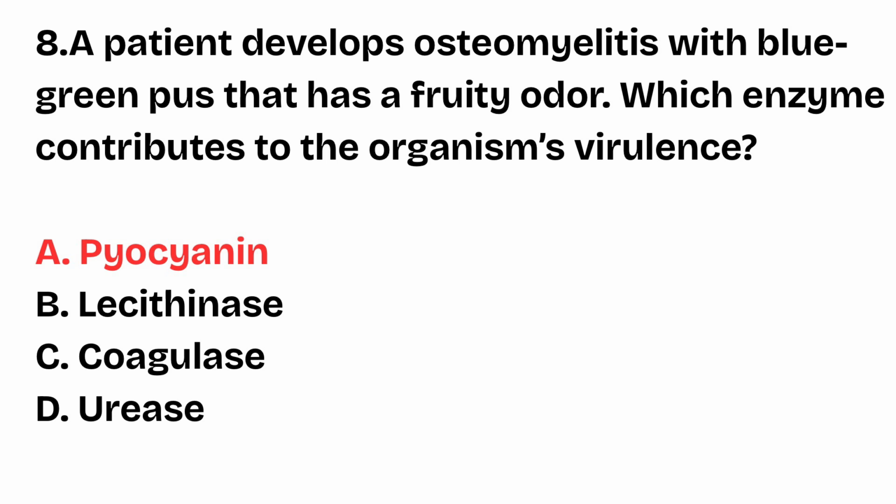The blue-green pus with fruity odor is classic for Pseudomonas aeruginosa. Its virulence factor pyocyanin generates reactive oxygen species, causing tissue damage and promoting the blue-green pigment seen in infections like osteomyelitis.